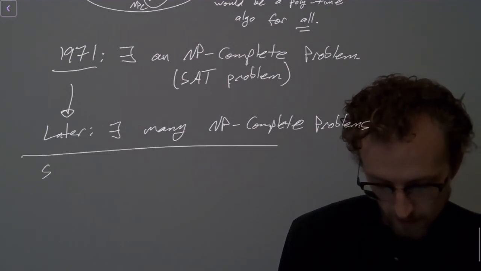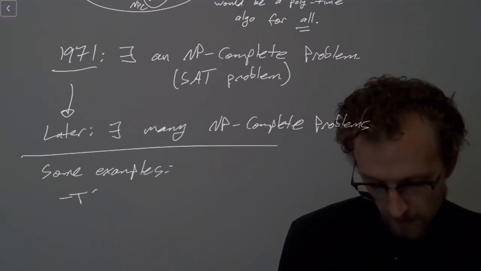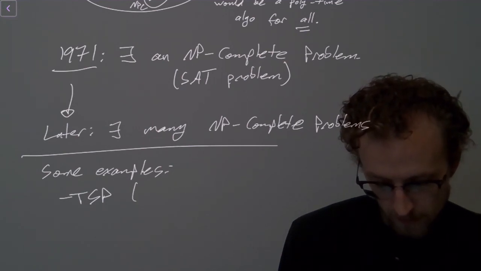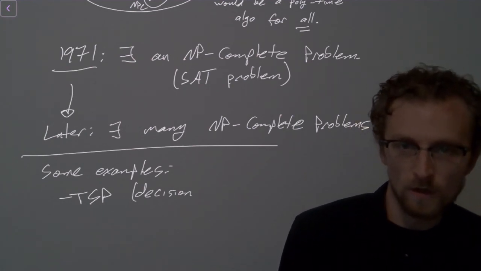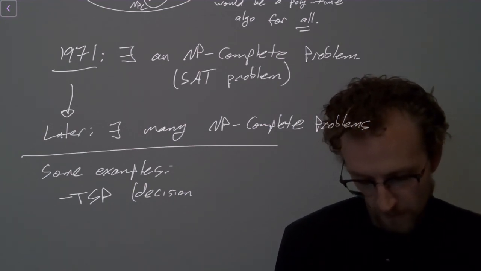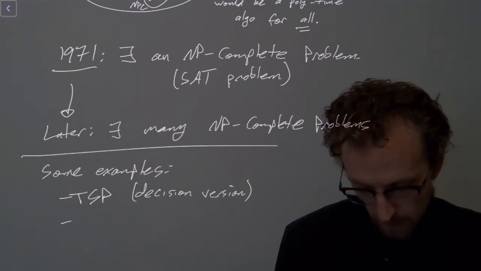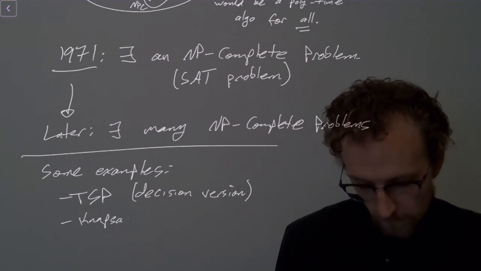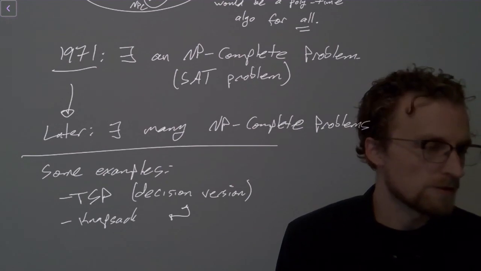So some examples include things like the TSP, and this is in the decision version. Our normal TSP that we think about is the optimization version, where you're saying what is the best tour. The decision version says, does there exist a tour with cost no greater than X? So decision version. We've already seen the knapsack. Both of these are the decision versions of them.